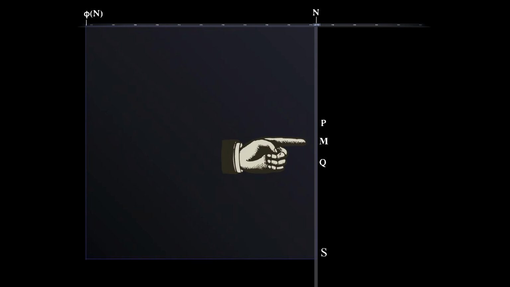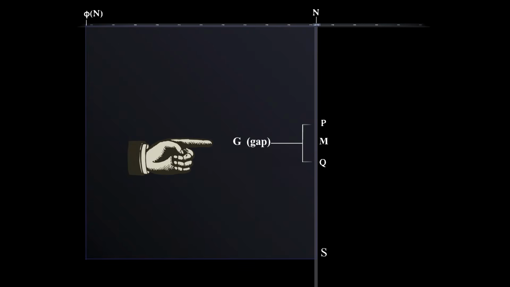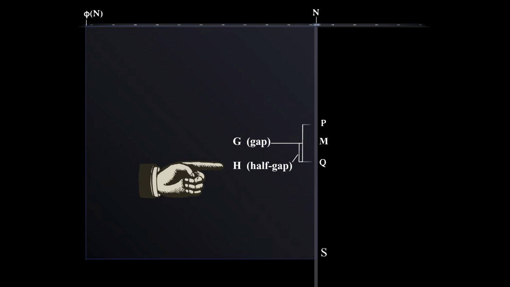The midpoint. This variable is simply s over 2. It sits exactly between p and q. The gap. This is just q minus p, the absolute distance between the primes. The half gap. This is just half of the gap. It will be used in a bit.